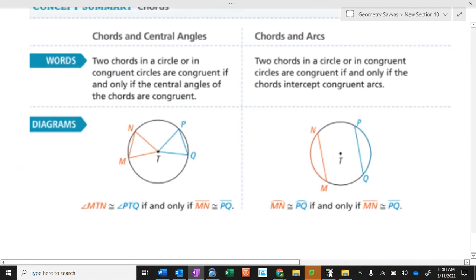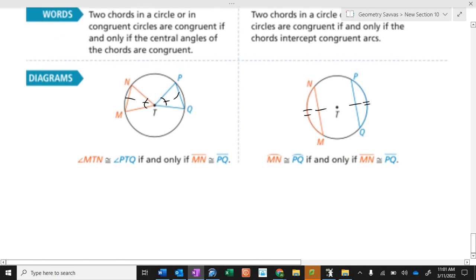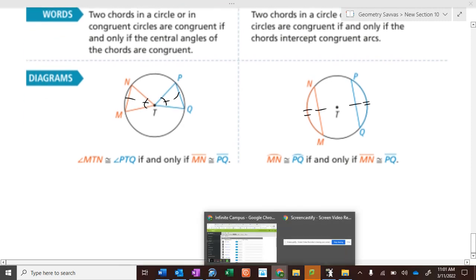All right, so if this is congruent to this, then that makes this congruent to this. If this is congruent to this, that makes this congruent to this. Okay? Chords and arcs. Fairly simple concept today. Let's get going with this.